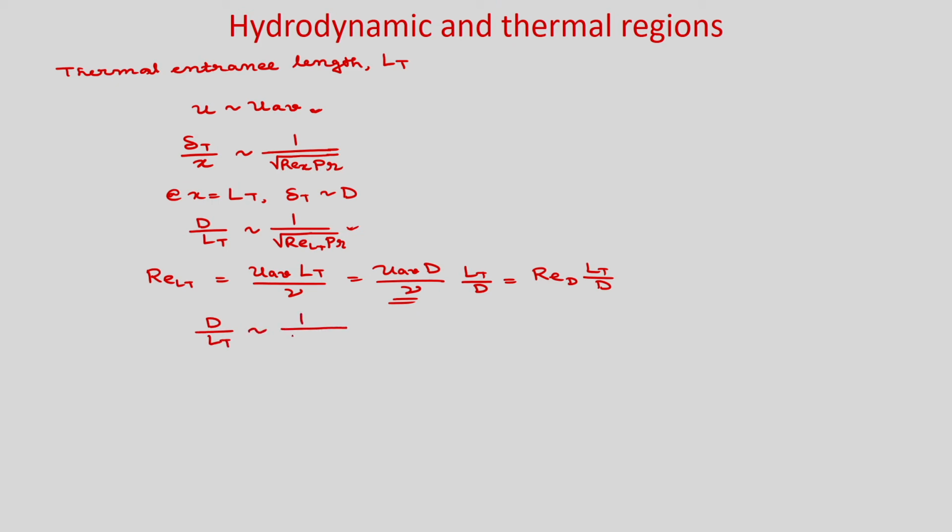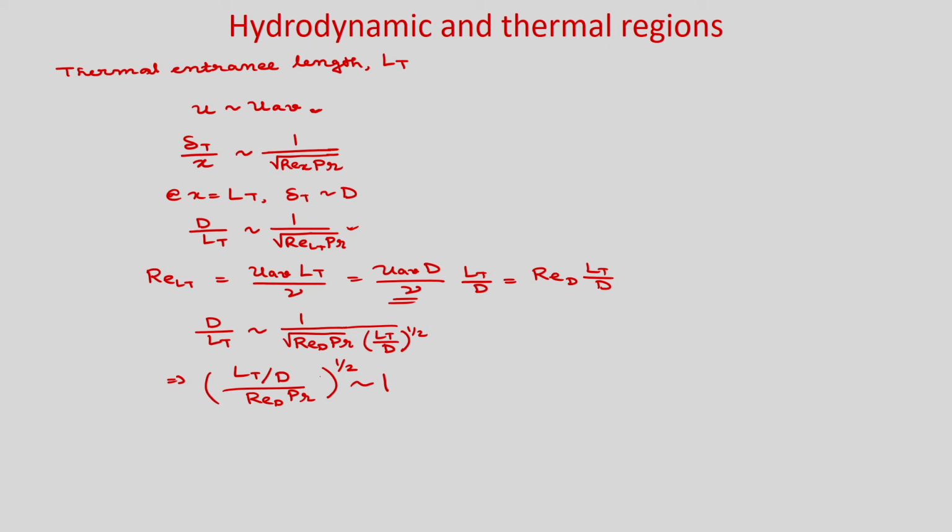If you put it in this equation, then you will get d by LT is order of 1 by root Red into Prandtl number into LT by d to the power half. So, if you see this, then you can write LT by d divided by Red into Prandtl number to the power half will be order of 1.